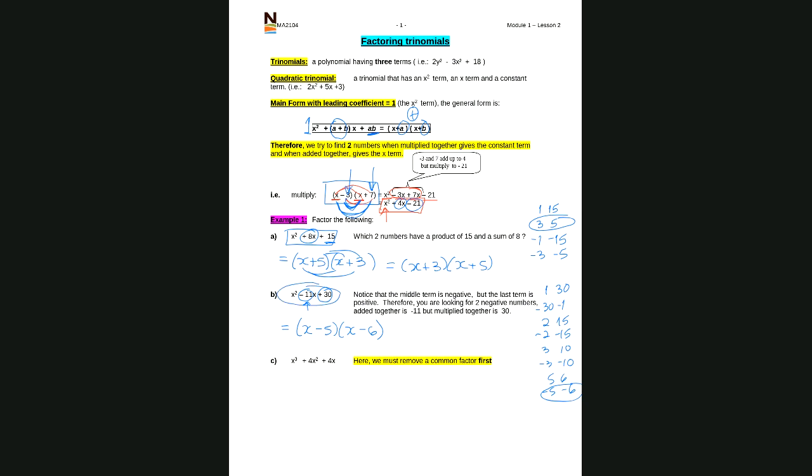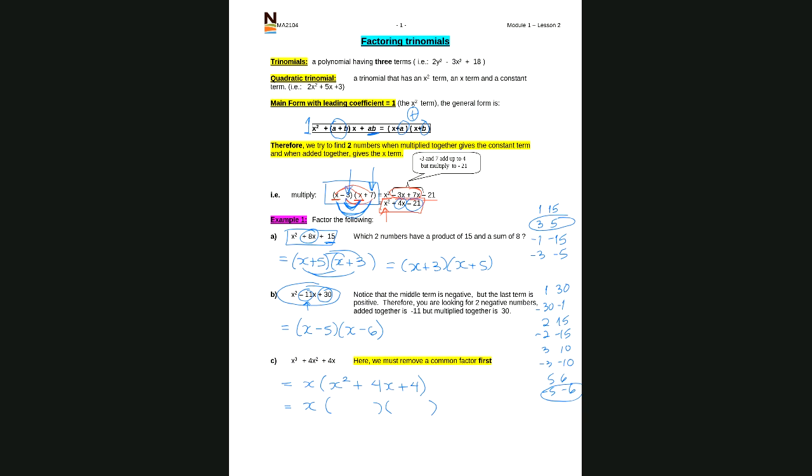Okay, for C, of course, I did mention in the previous lesson to always look for a common factor first, because this is not a quadratic trinomial. But if you take out a common factor of x, the remaining part in the bracket is factorable. Now, you don't need to put a third bracket because there's three things multiplied together.